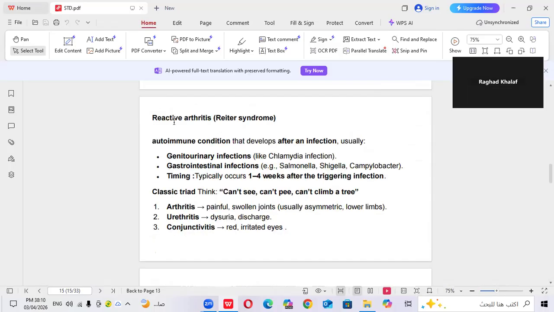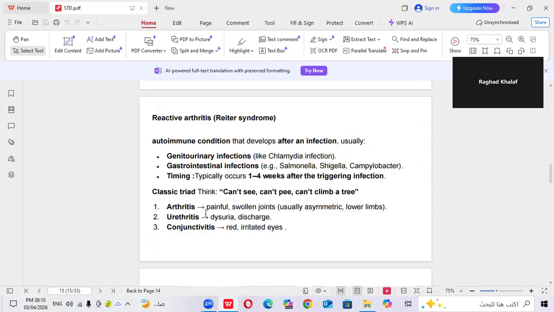Reiter syndrome, this is a more extended slide about Reiter syndrome, why it happens. It's an autoimmune condition that develops after an infection, and the infection is not restricted to chlamydia. It can also develop after infections like gastrointestinal infections, for example, Salmonella, Shigella, and Campylobacter. And the timing, it usually occurs between 1 to 4 weeks after the triggering infection. The classic triad, we discussed this before: can't see, can't pee, can't climb a tree.